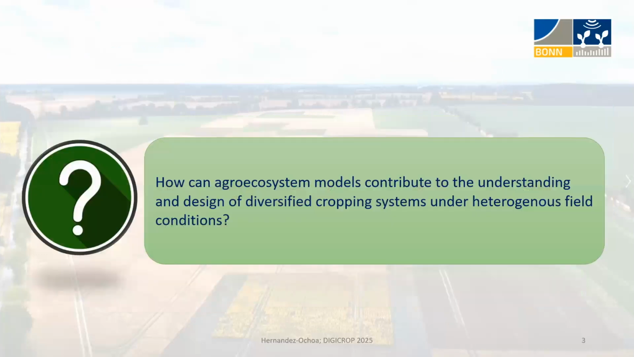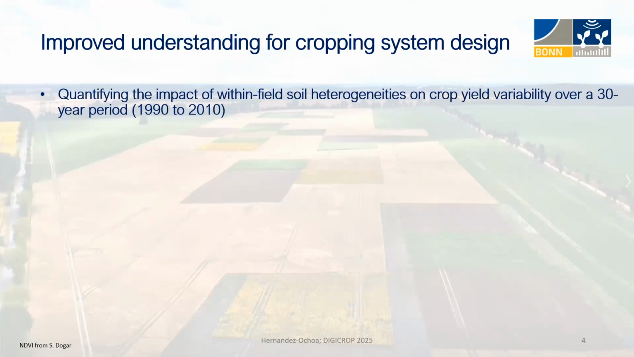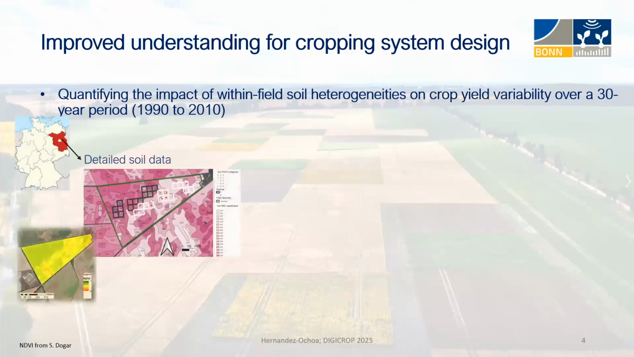But how can agroecosystem models contribute to the understanding and design of diversified cropping systems under heterogeneous field conditions? In terms of system understanding, we conducted a study to quantify the impacts of within-field heterogeneities on crop yield variability, as well as the interactions with climate. For this, we used very detailed soil data by layer from 49 soil augers collected at the patch crop experiment, which is an area characterized by very strong within-field heterogeneities due to past soil formations.